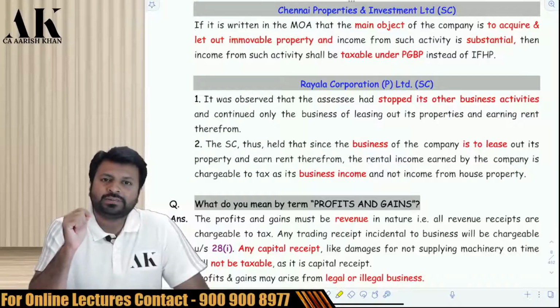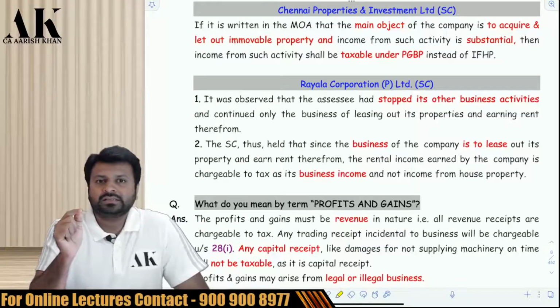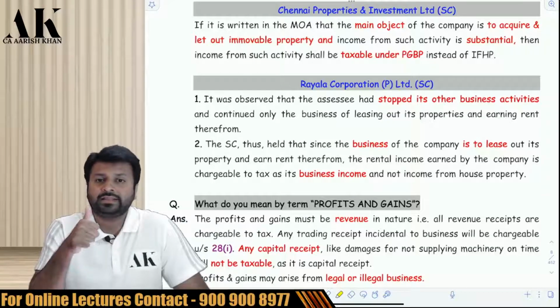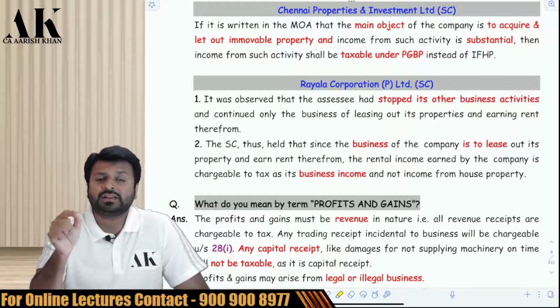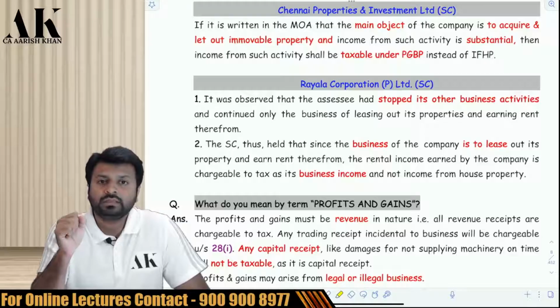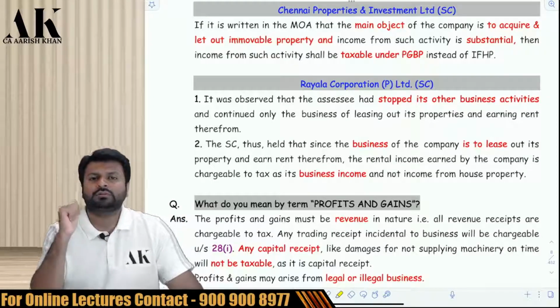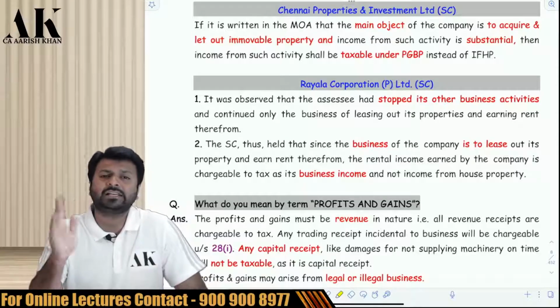Chennai Properties and Investment Limited, a Supreme Court judgment, a landmark judgment of 2015. What has happened in this case? The assessee was engaged in, condition number 1, acquiring property in the state of Tamil Nadu, especially in the city of Chennai, and then letting out. That was the main object. That main object was also written in the memorandum of association of the assessee, that the main object of the assessee is to acquire and let out. And third one, the substantial income of the assessee was from let out. I am not saying entire income, but substantial income from let out.